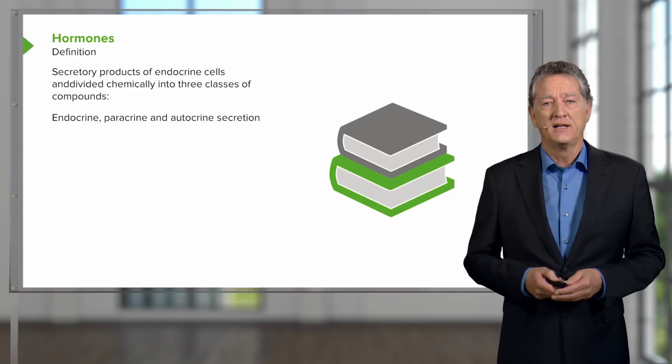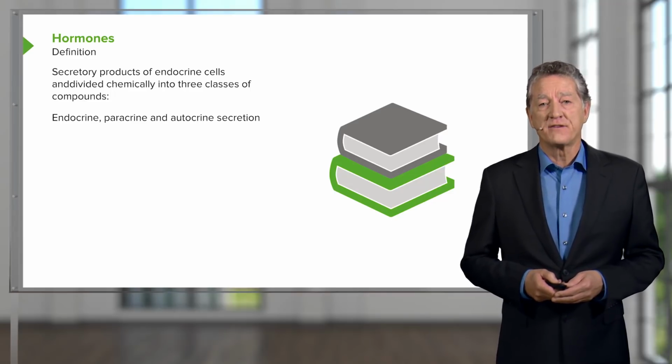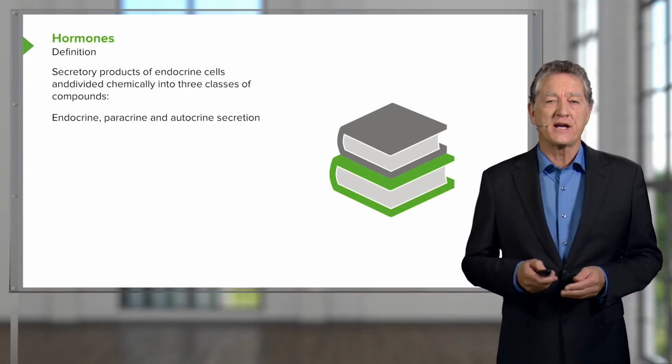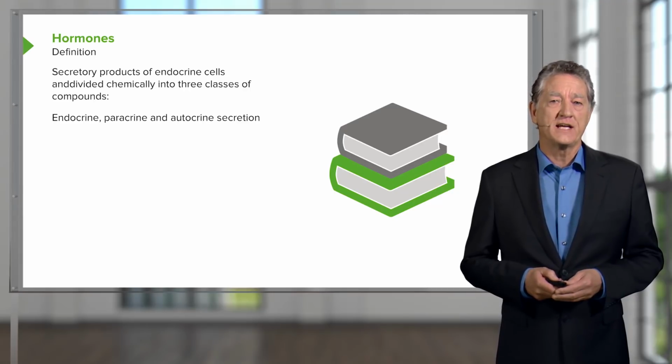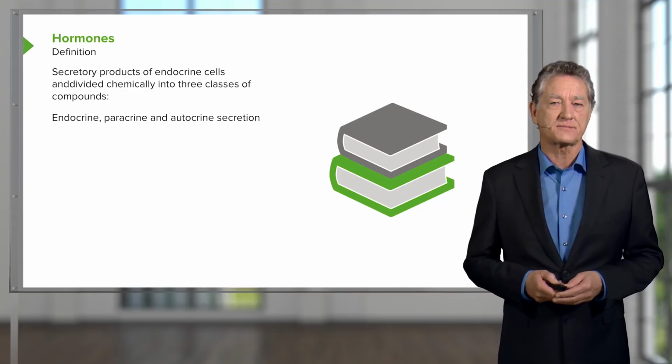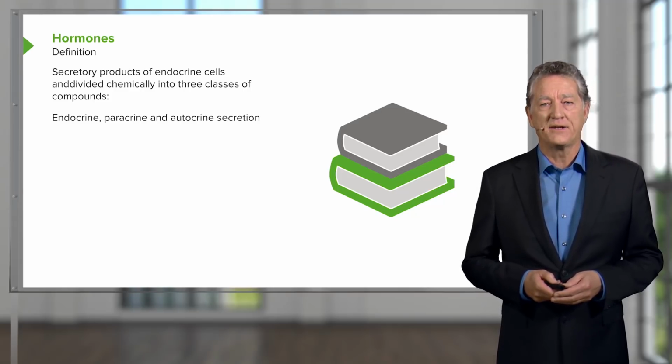And thereby, the product is taken from the interstitium into the bloodstream. And so these hormones can travel right throughout the body, and they can affect target organs at some distance from the original source of the hormone. That's a true endocrine gland, true endocrine secretion.